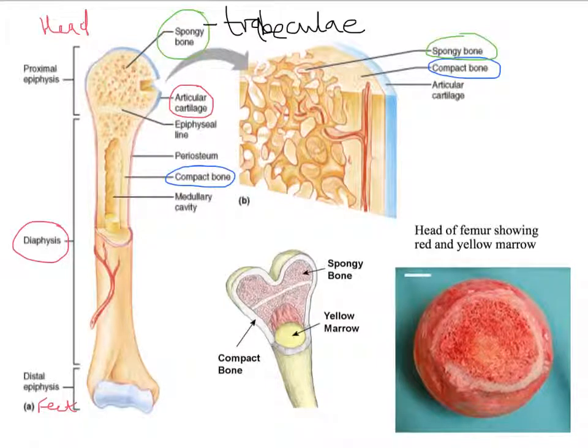Now you have fatty yellow marrow in the hollow shaft, and that's shown here. So you've got yellow marrow within the shaft, but there is red marrow within this trabeculae, if you like. So there is red marrow contained within the spongy bone within the trabeculae. On the right hand side of this picture, what we've got here is a head of the femur showing both the red and yellow marrow. So we've got the central yellow marrow here, and then you can see around the outside this red marrow forming this spongy bone.